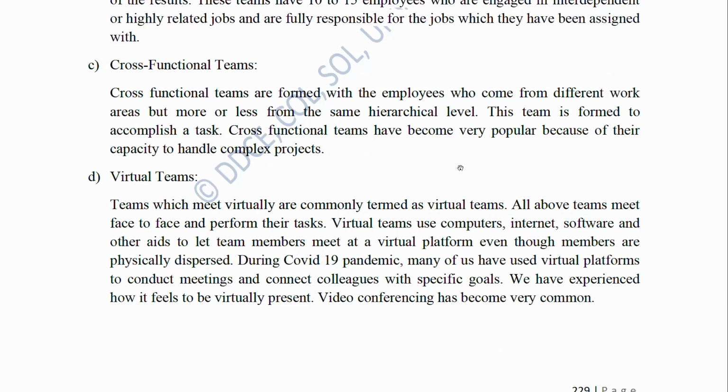Fourth, virtual teams. Teams which meet virtually are commonly termed as virtual teams. All above teams meet face to face and perform their tasks. Virtual teams use computers, internet, software, and other aids to let team members meet on a virtual platform, even though members are physically dispersed. During the COVID-19 pandemic, many of us have used virtual platforms to conduct meetings and connect with colleagues with specific goals. We have experienced how it feels to be virtually present. Video conferencing has become very common.